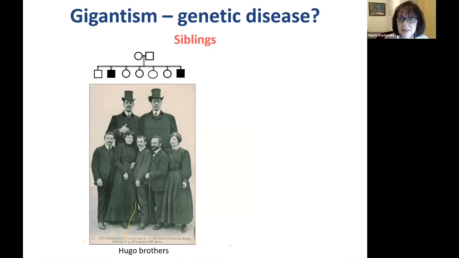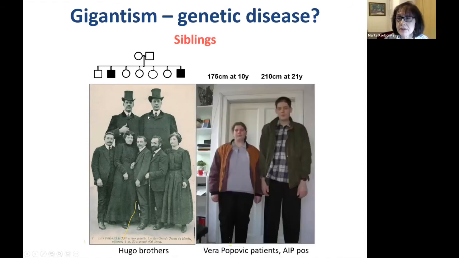If this is a genetic disease, we should see that in siblings as well. And of course, here is a set of seven siblings, two of them suffering from gigantism. And here a modern day equivalent of those. This girl was 10 years old when she was diagnosed with gigantism, but unfortunately the brother wasn't brought to the attention of the doctors until he grew over 2 meters.